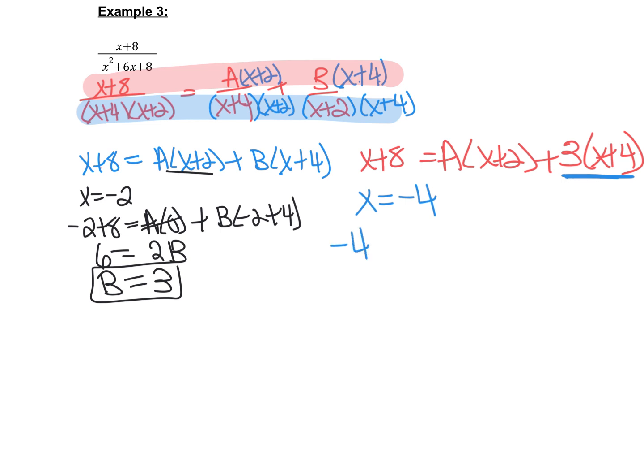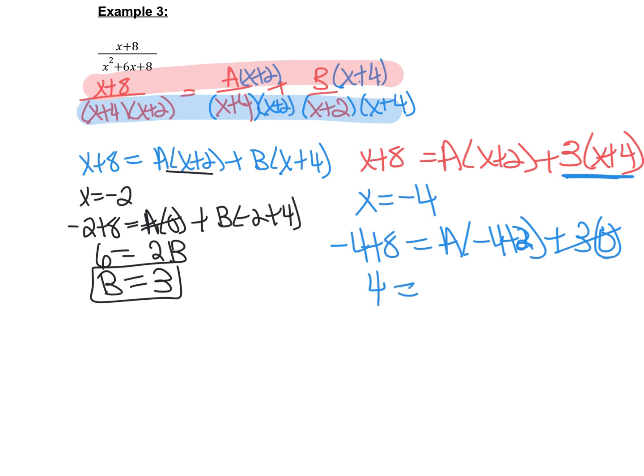So we're going to say -4 plus 8 equals a times -4 plus 2, plus 3 times -4 plus 4. -4 plus 4 is 0, and 3 times 0, that's going to be gone. So I'm left with 4 equals -2a, so a equals -2.